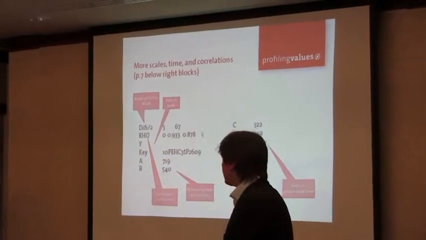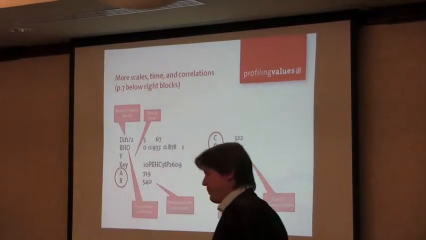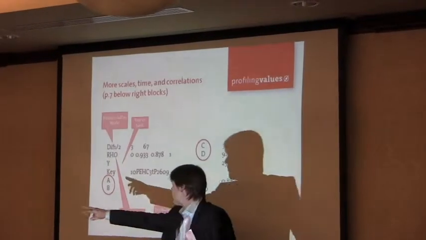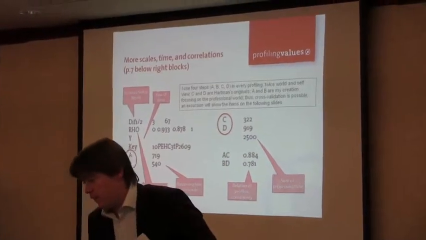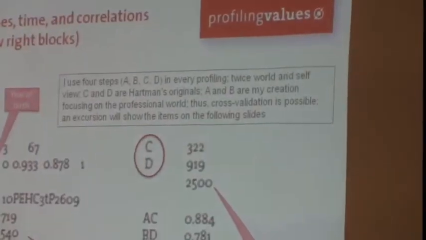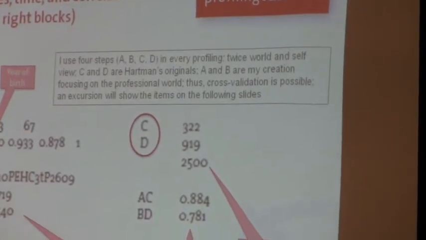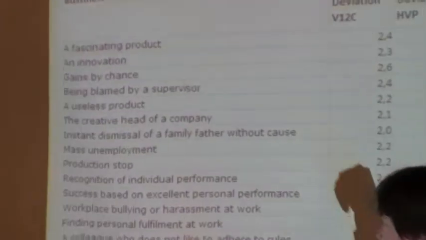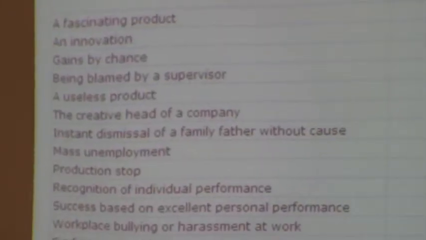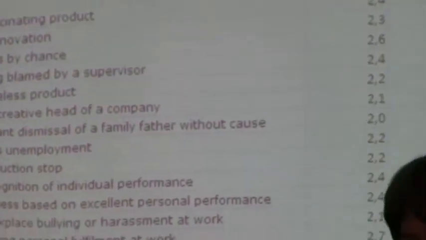Same is here. I have to be quick, therefore, just the 4 steps I mentioned at the beginning. I have 4 profiling steps in my system for the cross-validation. Yeah? So these 4 steps I use in every profiling. A and B are my creation, focusing on professional world. And I show you just some statistics. Here you see my items. They are in the same order as the Hartman items. So I start with the EE positive and SE and SE positive.